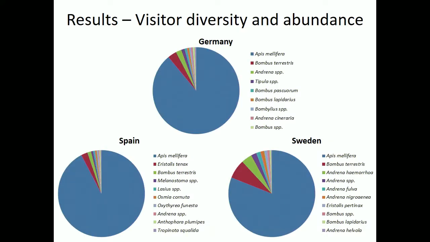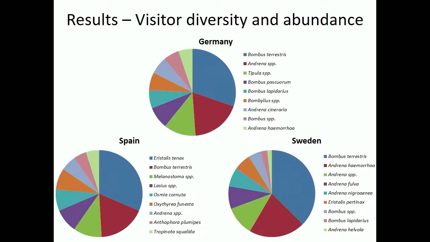You can see the blue area here represents Apis mellifera, so between 80 and 90% of all observations were actually from Apis mellifera. And then you have quite a few species. Since we're interested in the impact of AES on the visitors, we're not really so much interested in Apis mellifera. So I'm showing you now what it looks like when you remove Apis mellifera. Here, first thing, don't trust the colors, because, for instance, this is not Bombus terrestris, but this is Bombus terrestris. Sorry for that.